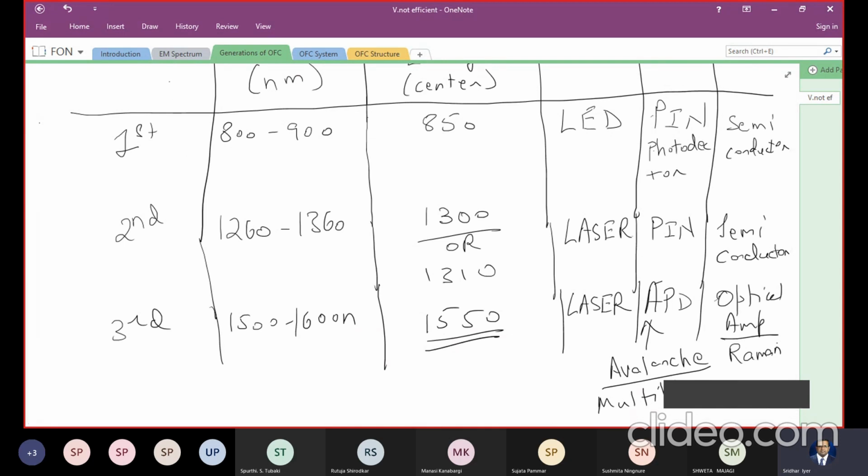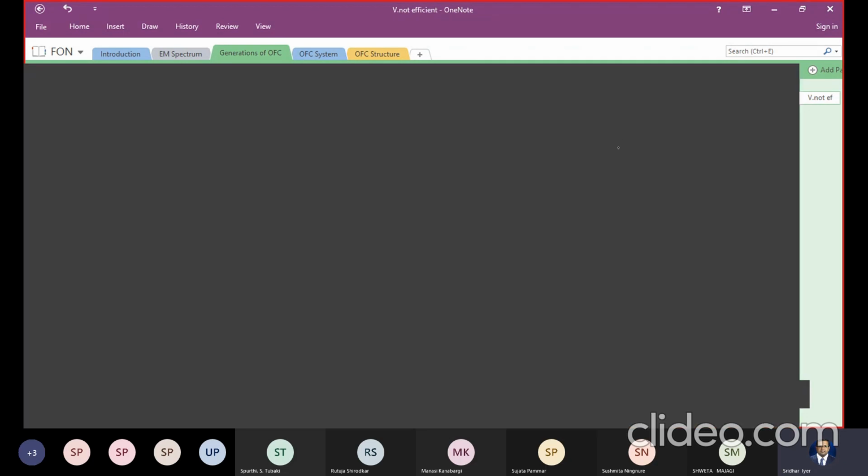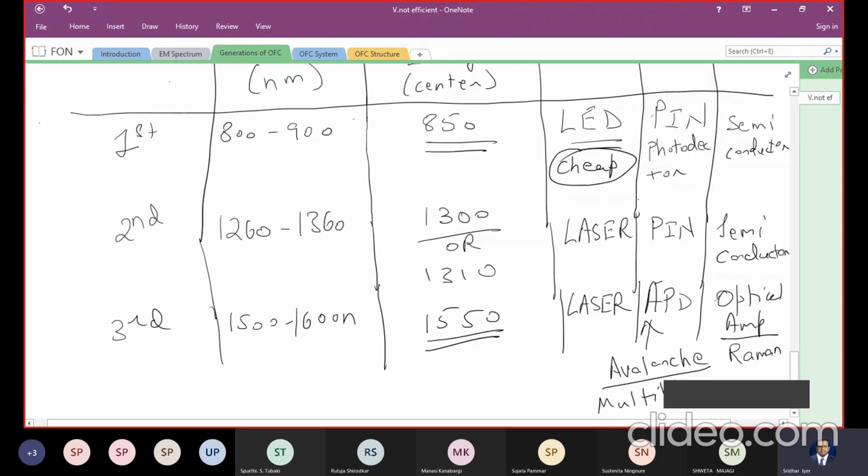However, I'll also mention in module 2 and 3 again, in a very small distance, like an office environment, we are still using the 850 nanometer system, because for short distance you could use LED and therefore the system becomes cheap. With lasers, system becomes a little expensive. So it depends on your application whether you want an 850 nanometer system or a 1550 nanometer system. Right? So I hope this was clear.